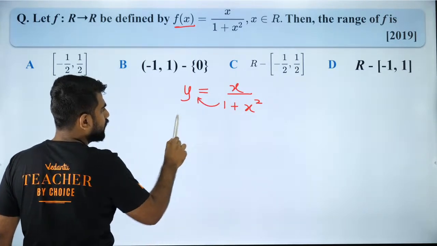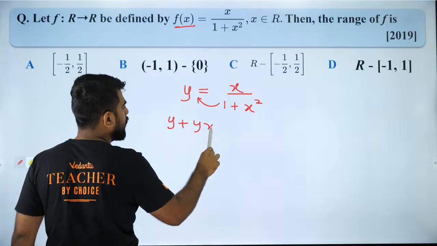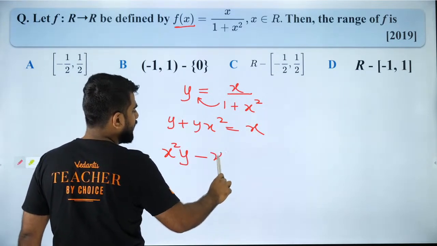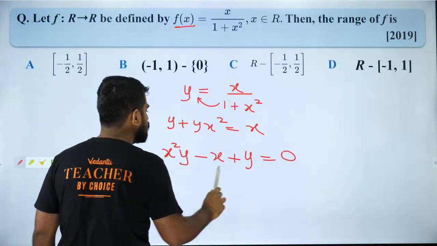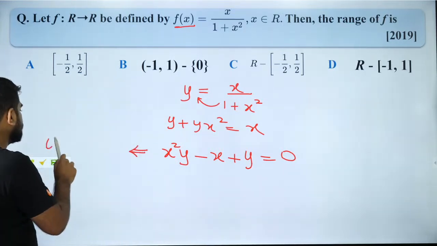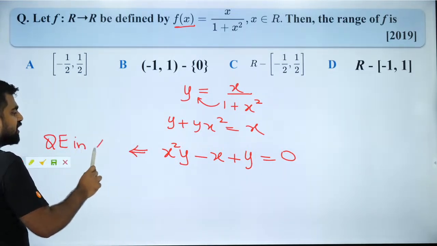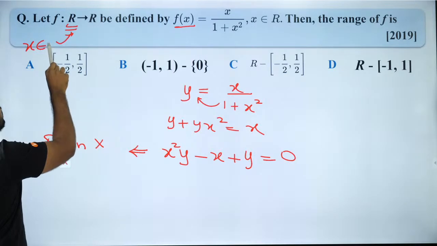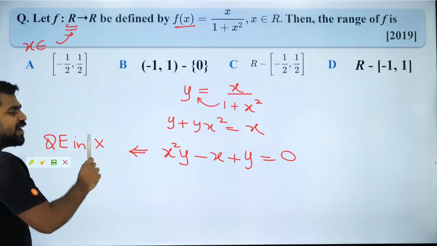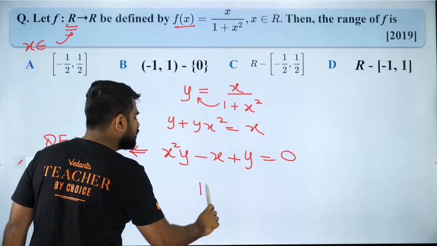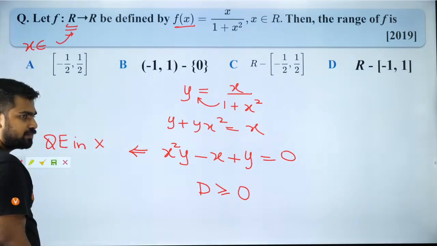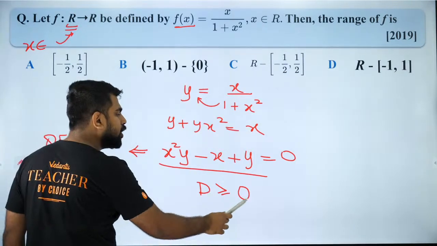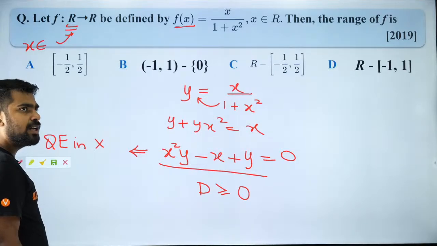Now cross multiply. So I will get y plus yx square is equal to x. Now bring everything on one side. You will have x square y minus x plus y equal to 0. So can I say this is a quadratic equation in x? And we know that x belongs to real numbers because the domain is R. So if x is a real number, can I say the roots of this should be real numbers? If the roots are real, can I say the discriminant must be greater than or equal to 0?